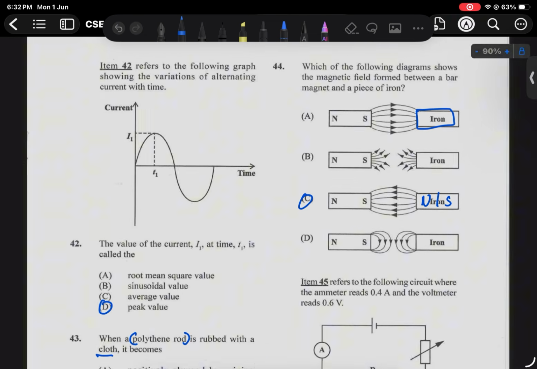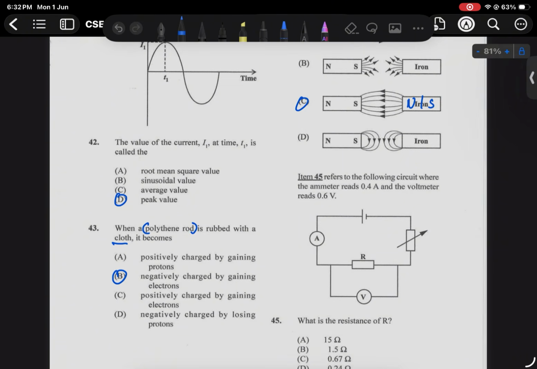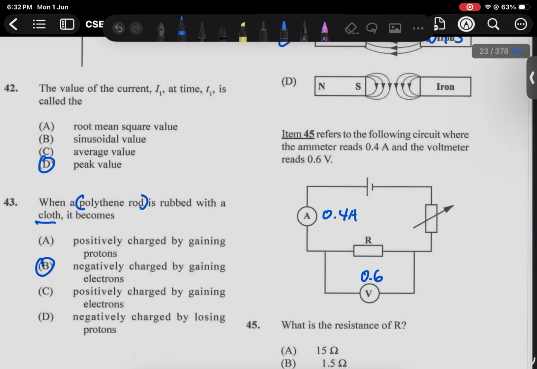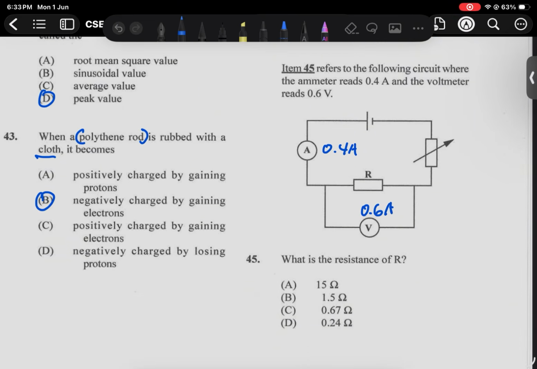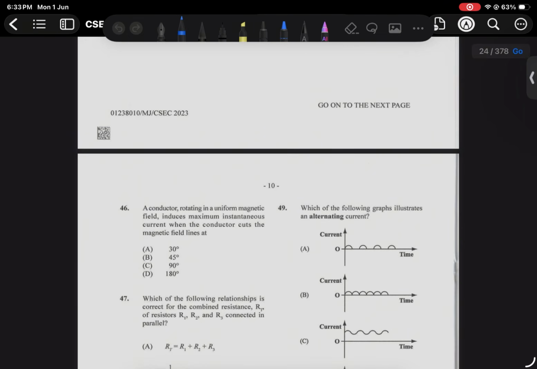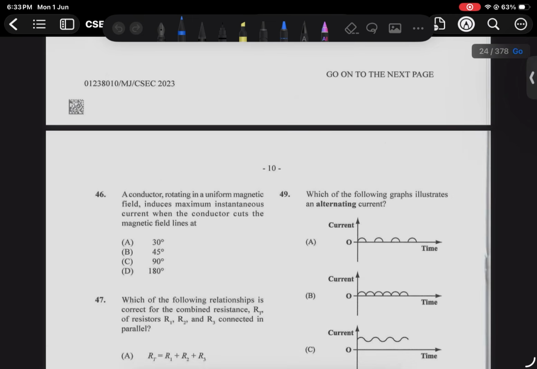Item 45 refers to the following circuit where the ammeter reads 0.4 amps and the voltmeter reads 0.6 volts. Find the resistance R. Using Ohm's law, V equals IR. The voltage, 0.6 volts, is equal to I, which is 0.4, multiplied by R. So divide both sides by 0.4 and we get 1.5 ohms.